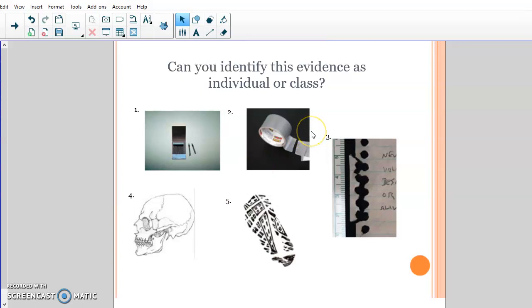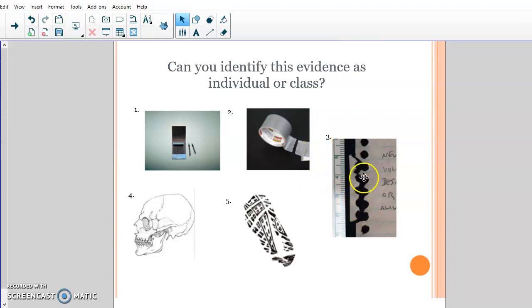I would say no. This would be class evidence because it's been cut with scissors. If it had been ripped, I would say you could individualize it. But since it hasn't been ripped, I would say that this is class evidence because if I had 4 rolls here, there's no way I would be able to tell which roll that it came from. So it would be class evidence. It would be silver. It would be duct tape, but that's all I could tell you.